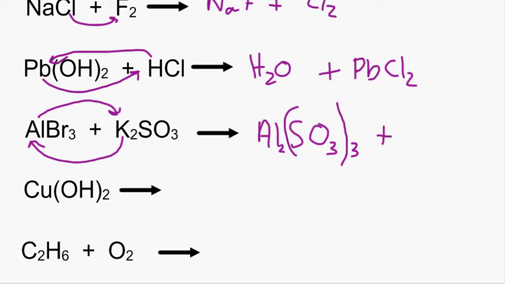And then our other product, the potassium, is going to join with the bromine, KBr. Potassium is a +1, bromine is a -1, so KBr is the correct formula for potassium bromide.